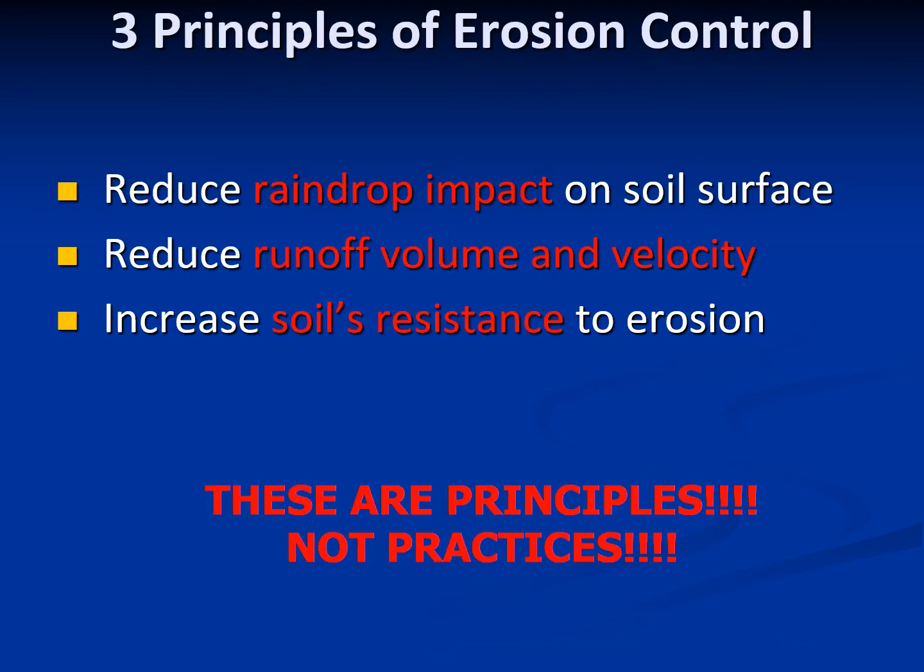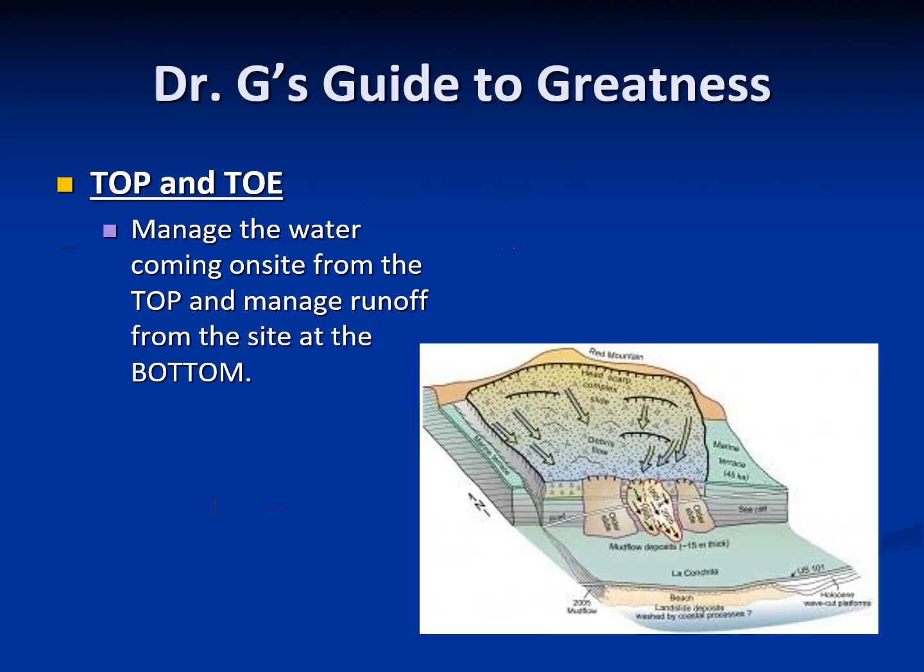So let's talk about the 3 principles of erosion control. We want to reduce raindrop impact on the soil surface. We want to reduce runoff volume and velocity, and we want to increase soil's resistance to erosion. Remember, these are principles, not practices. I'm going to give you my guide to success. If you're managing a slope, you want to manage the top and the toe. Manage the water coming on site from the top and manage the runoff from the site at the bottom, and you'll always be successful with erosion control.